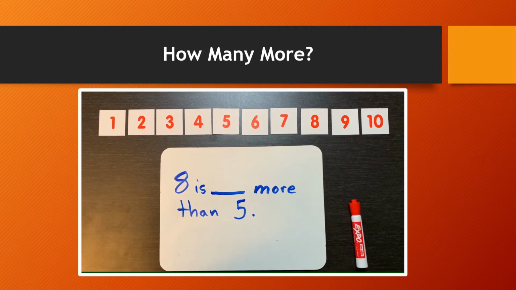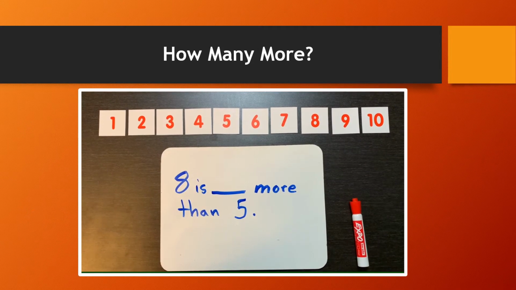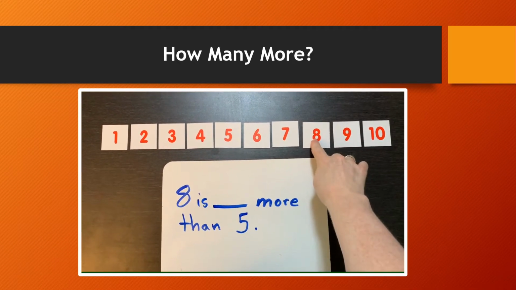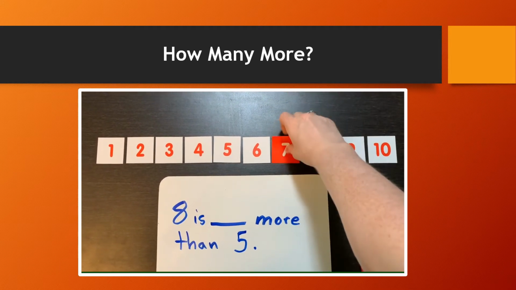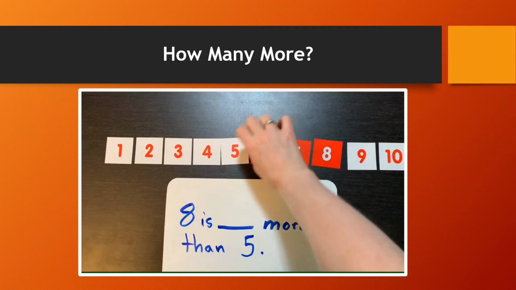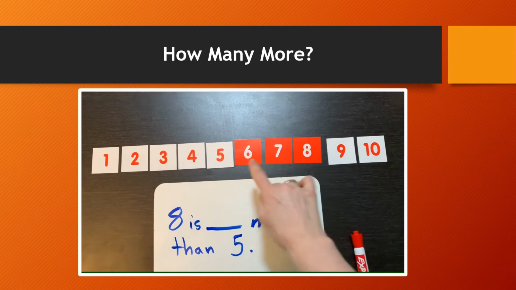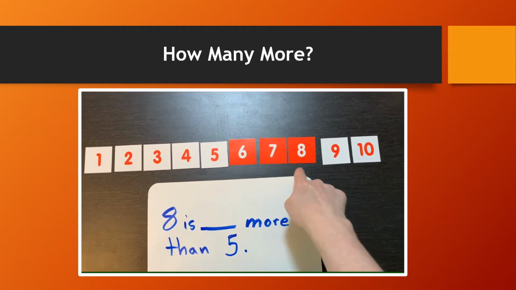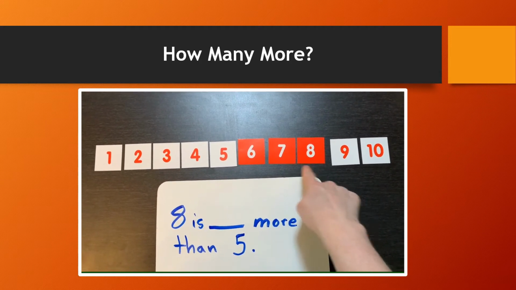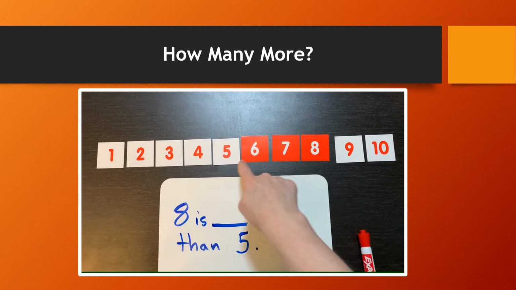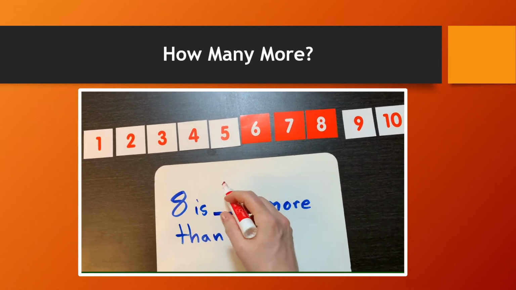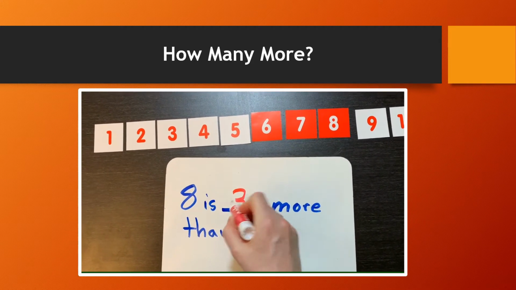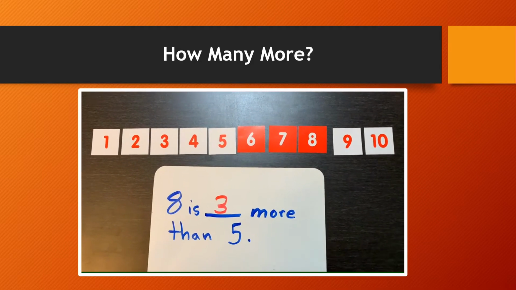Now let's do the same thing with numbers. 8 is how many more than 5? So let's find 8, and let's go from 8 back to 5. There's 5. So let's see, 5, 6, 7, 8. 8 is 1, 2, 3 more than 5. That would be our answer. So 8 is 3 more than 5.